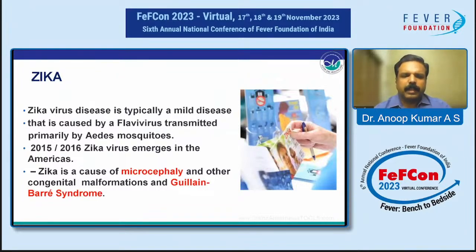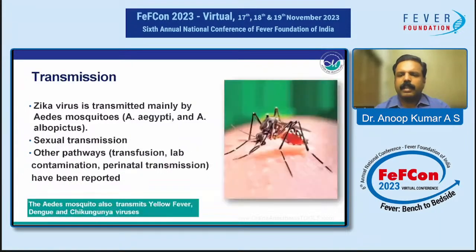This is basically a flavivirus disease transmitted by Aedes mosquitoes. It can cause congenital anomalies like microcephaly, and sometimes it can cause Guillain-Barré syndrome also. So we will be evaluating for microcephaly, a febrile illness, or when you are getting a Guillain-Barré syndrome, we can evaluate and diagnose Zika.